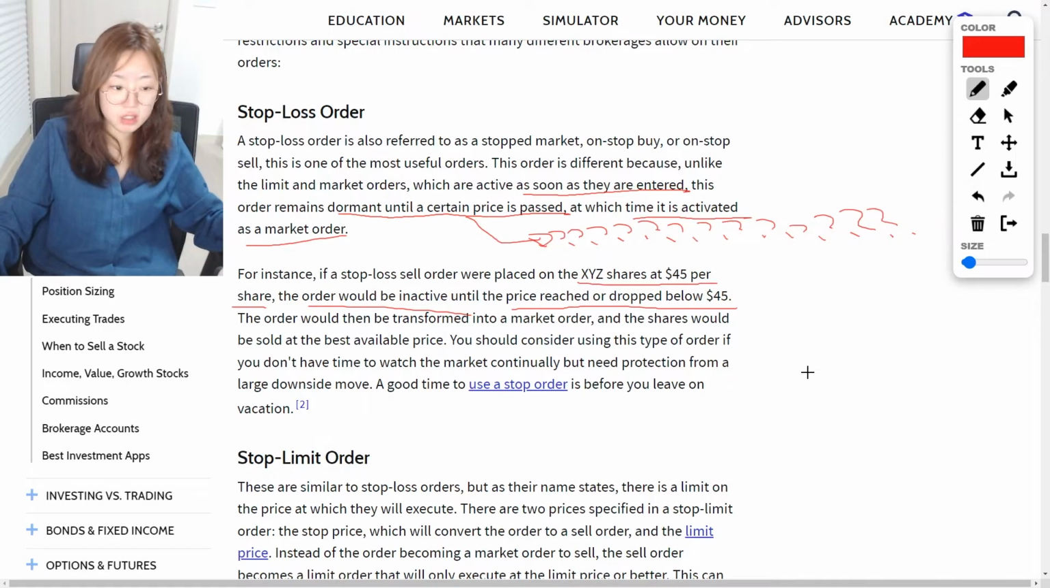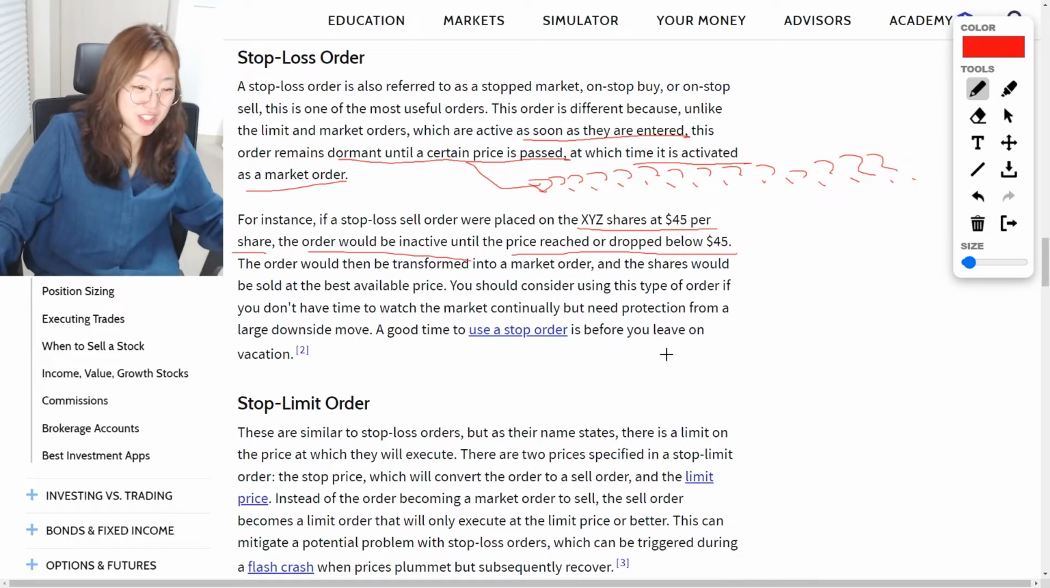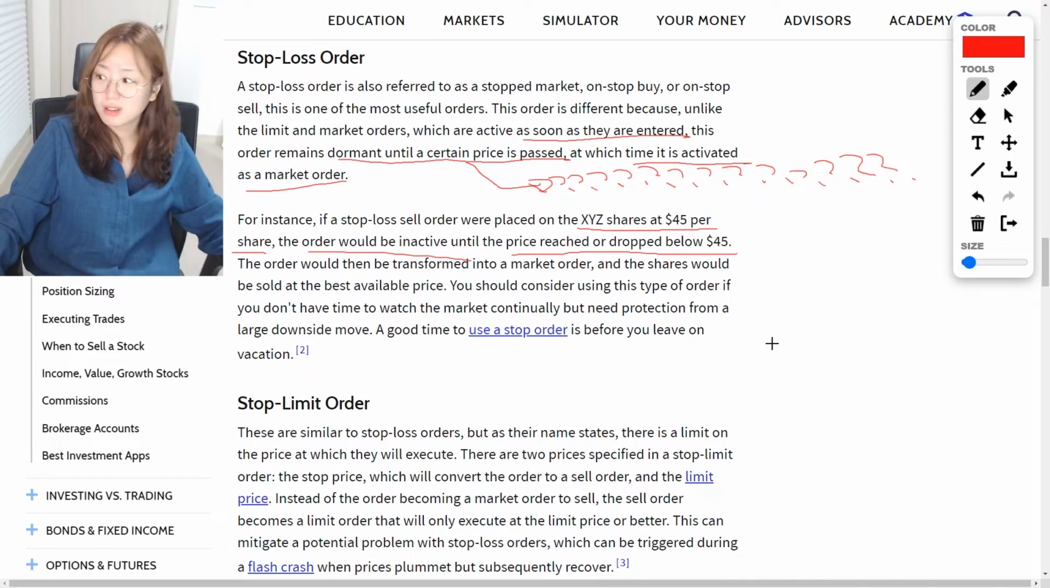You should consider using this type of order if you don't have time to watch the market continuously but need protection from large downs. I should have used this. A good time to use a stop order is before you leave on vacation.